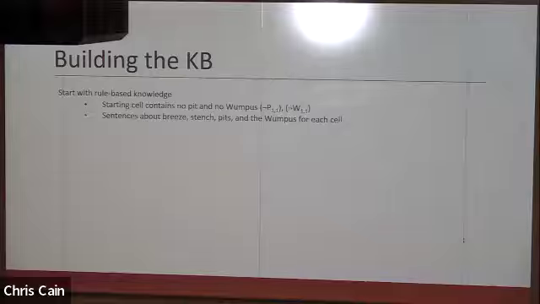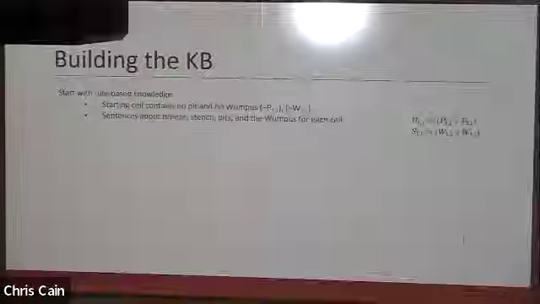We need to figure out how breezes, stenches, pits, and the Wumpus affect each cell. So you would do something like, if there is a breeze in 1-1, it implies there is either a pit in 1-2 or a pit in 2-1. This is a logical OR, not a logical XOR. And that's bidirectionally implied. So if there is a pit in 1-2 or a pit in 2-1, it implies there is a breeze in 1-1.